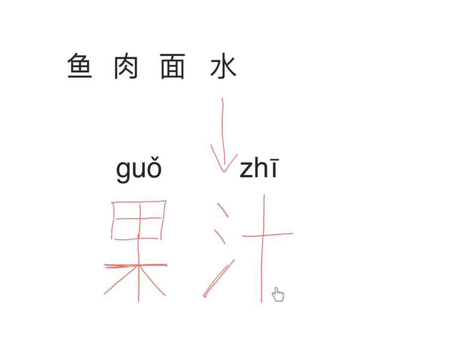So 果汁, it's all kind of fruit juice. And 芒果汁, mango juice. 苹果汁, apple juice. Now I change the order. If you can recognize all of them. The first one, 水面鱼肉果汁 fruit juice.